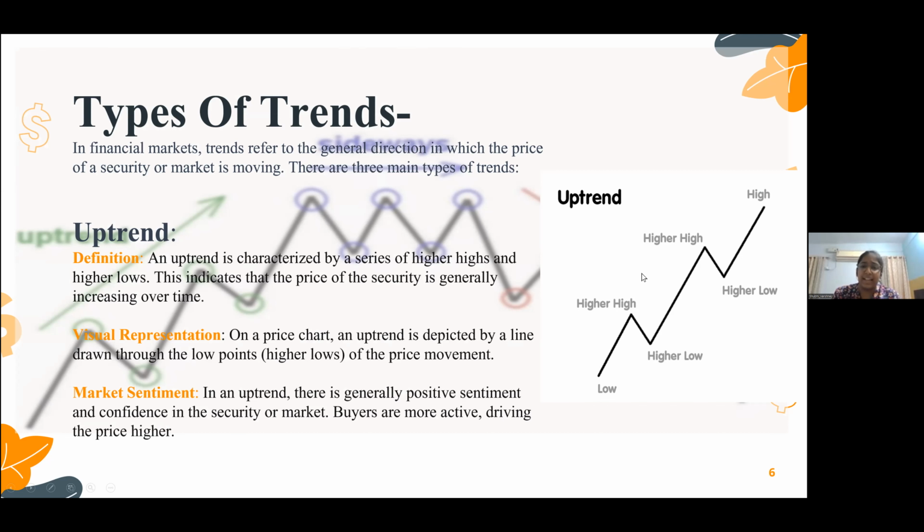This indicates that the price of the security is generally increasing over time, which means that the customers are really interested in buying that particular stock. Now, in visual representation on a price chart, it is depicted by a line going in an upward direction, and in an upward trend, there is generally positive sentiment and confidence in the market. The buyers are generally more active. They believe that the stock will surely rise in the future and is now showing current profits.